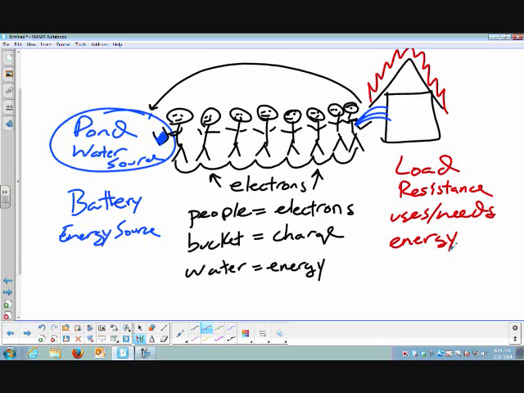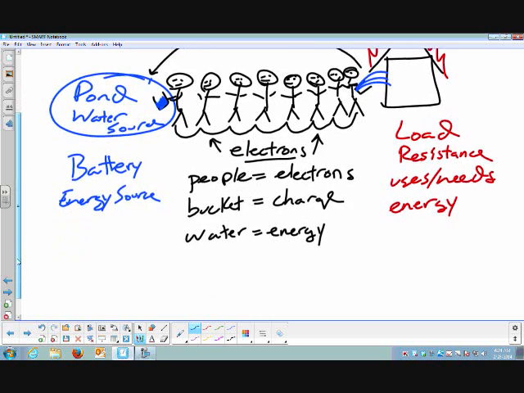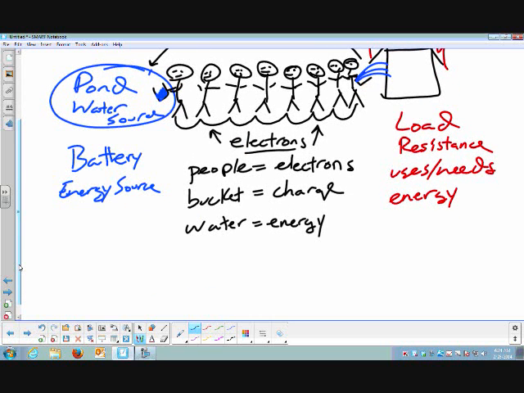With electricity, we have our energy source, a battery. A charge leaves that battery with some energy. That charge gets passed on from electron to electron until it gets put into the load where that energy is used. That's how an electrical circuit works. This is the relationship between the electrons and the charge and the energy. How fast you move the buckets is your current. So current, which is given the symbol I, in this analogy is the speed the buckets are moved.